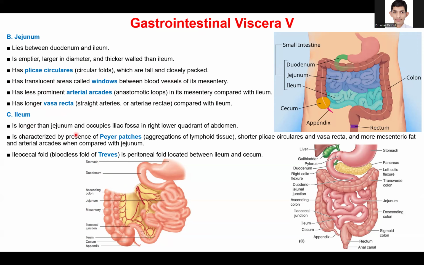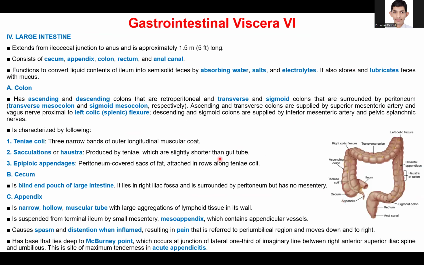The ileum is longer than the jejunum and occupies the iliac fossa in the right lower quadrant of the abdomen. It is characterized by the presence of Peyer's patches, aggregations of lymphatic tissue, shorter plicae circulares and vasa recta, and more mesenteric fat and arterial arcades when compared with the jejunum. The ileocecal fold, the bloodless fold of Treves, is a peritoneal fold located between the ileum and cecum.